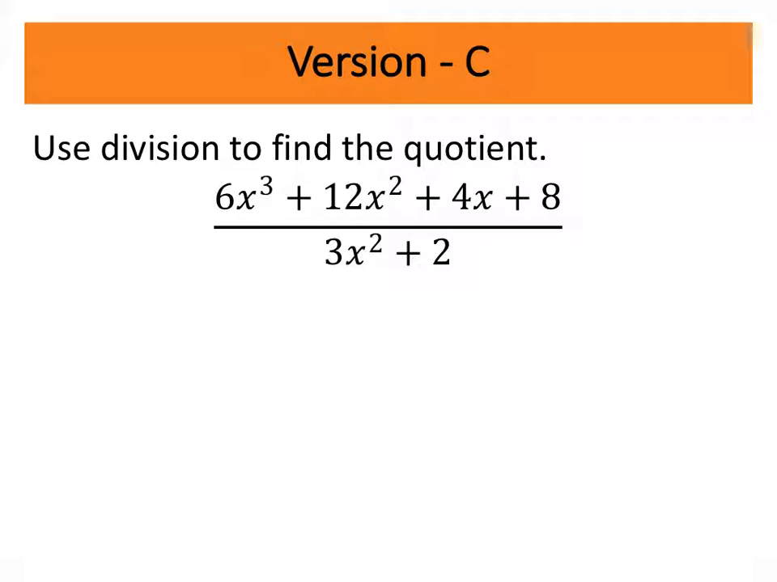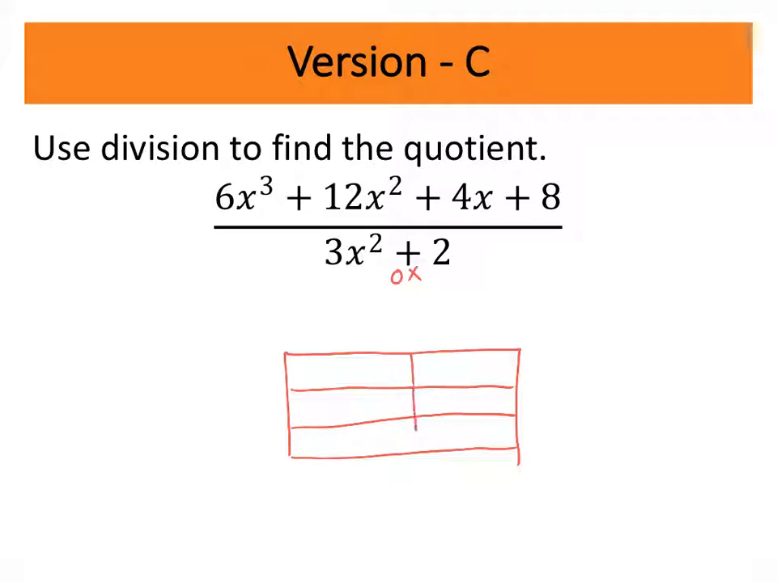So this is for version C. I'm going to use the same ideas applied here. There was still a 0x that was missing, and we still need a 3 by 2 division problem. And these are just really big squares. I don't know why I did that. 3x squared, 0x, and 2.